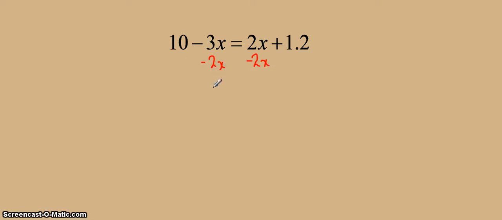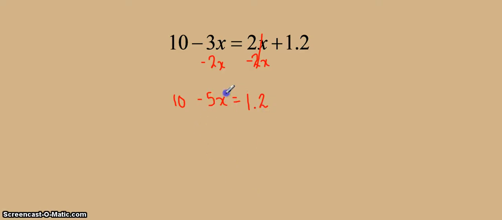Remember, you can only combine like terms. So x terms can only be combined with other x terms. So we're left with 10 subtract 5x, since negative 3x and negative 2x makes negative 5x, equals, this makes 0, and we're just left with 1.2.